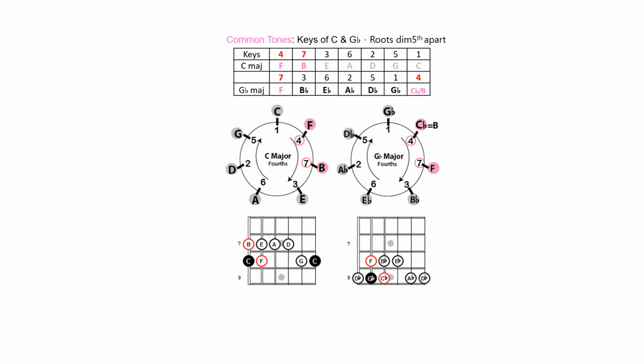The 4 to 7 tritone in the major scale inverts to 7 to 4, which is also a tritone. When two keys such as C major and G flat major are separated by a tritone, the 4 and 7, or F and B in C major, become the 7 and 4, or F and C flat in G flat major. Note that C flat is the enharmonic equivalent of B. By including C flat in the count, G flat major has 6 flats: B flat, E flat, A flat, D flat, G flat, and C flat.